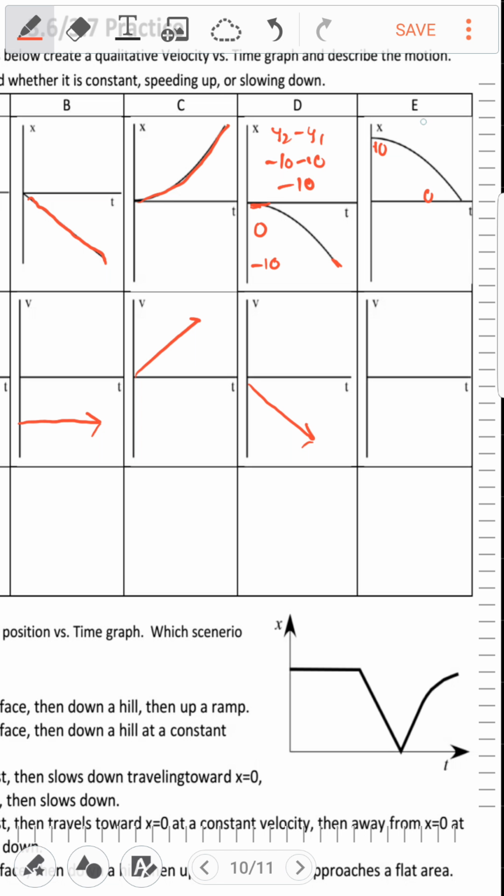Same thing here for E. Your starting point is 10 and your ending point is 0, so 0 minus 10 is going to be negative 10 here. So again, even though this one's on the top and this one's on the bottom, I'm still increasing in speed in the negative direction. So I'm going to get the same thing here. These two things are the same thing.